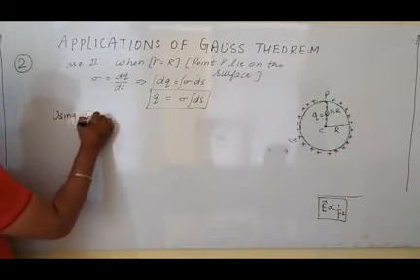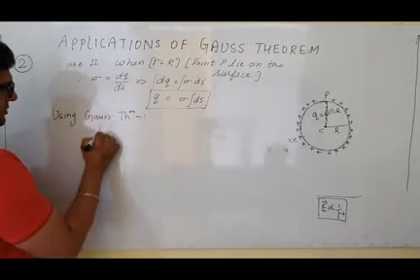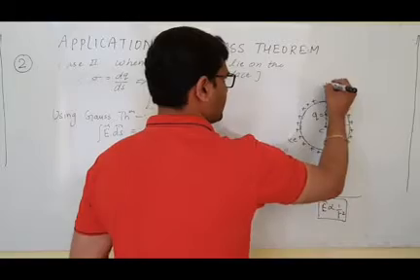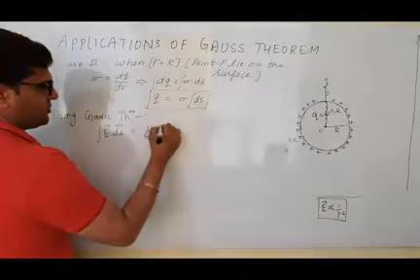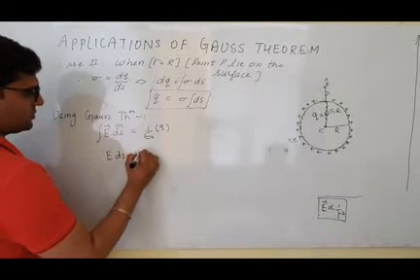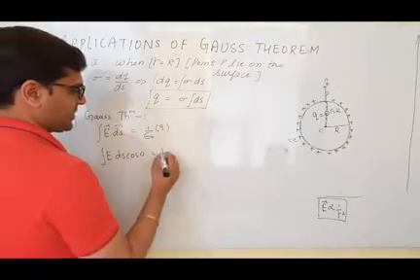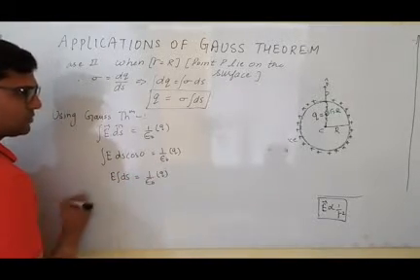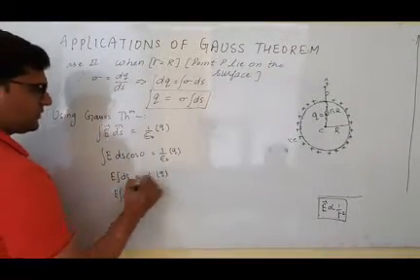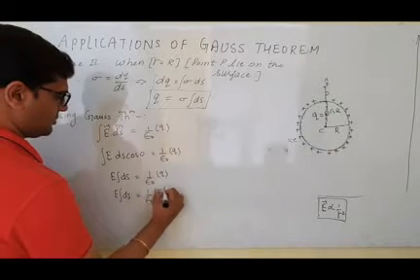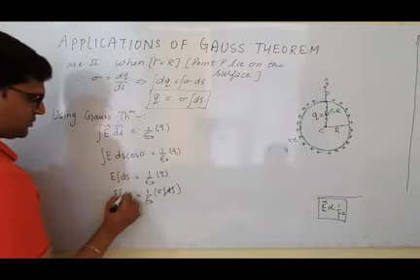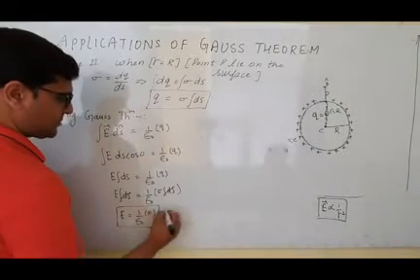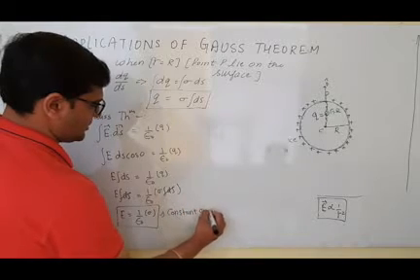Using Gauss theorem, E dot ds is equal to, for this we have the normal in this direction, 1 by epsilon naught into q. So it becomes E ds cos 0, because the normal and electric field lines are in the same direction. So E into ds is equal to 1 by epsilon naught into q. What is the value of q? Q is equal to sigma into ds. So ds and ds cancel, we will have E equal to sigma by epsilon naught, and on the surface that is maximum and constant.